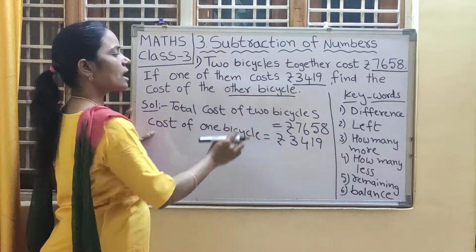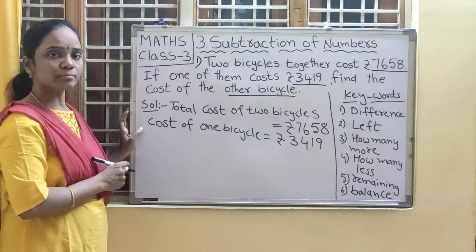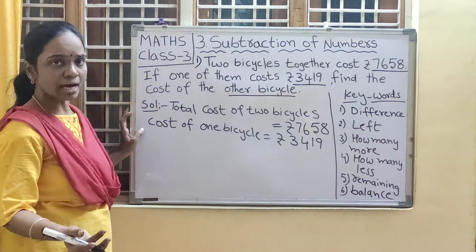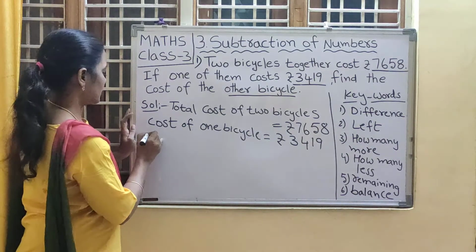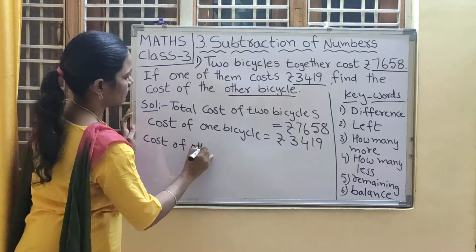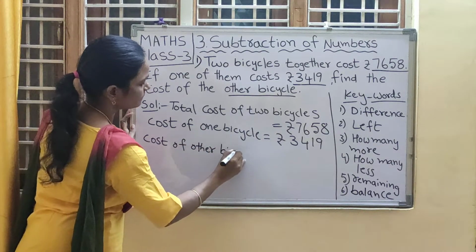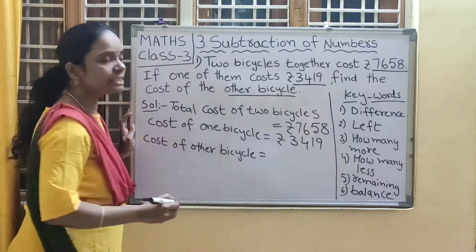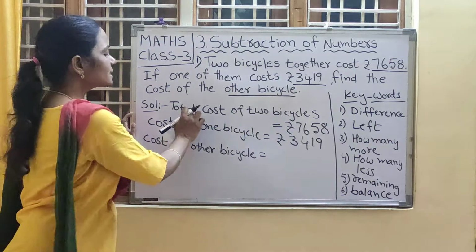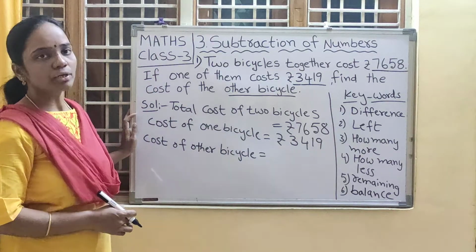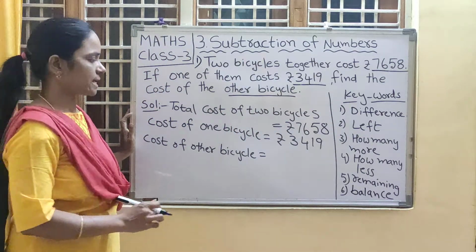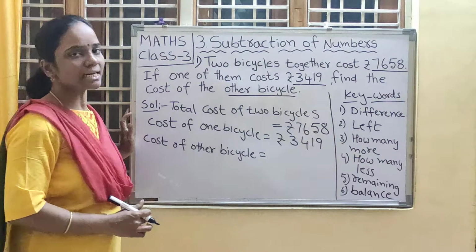Cost of other bicycle. Cost of one cycle is given. We have to find out the cost of another bicycle. So write down cost of other bicycle. How do you get the answer? We have to take subtraction. Total is given and one cycle cost is given. We have to find out the cost of the remaining cycle. So while taking subtraction, first write down the bigger number.